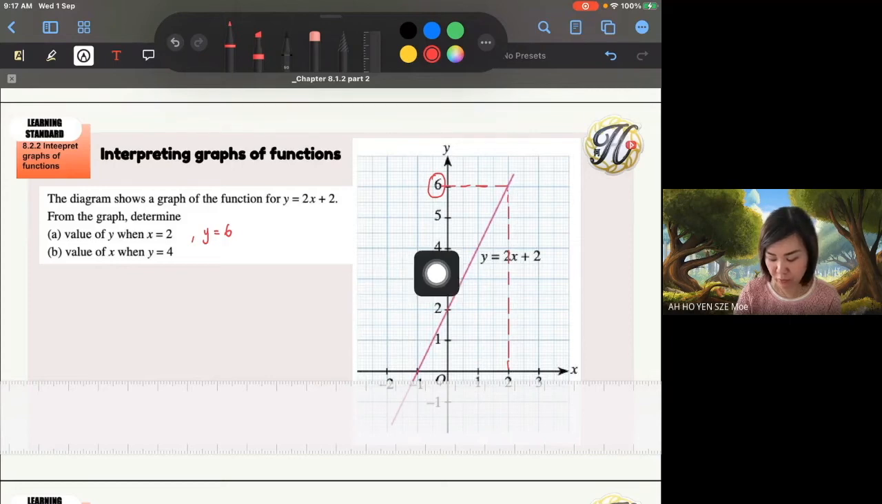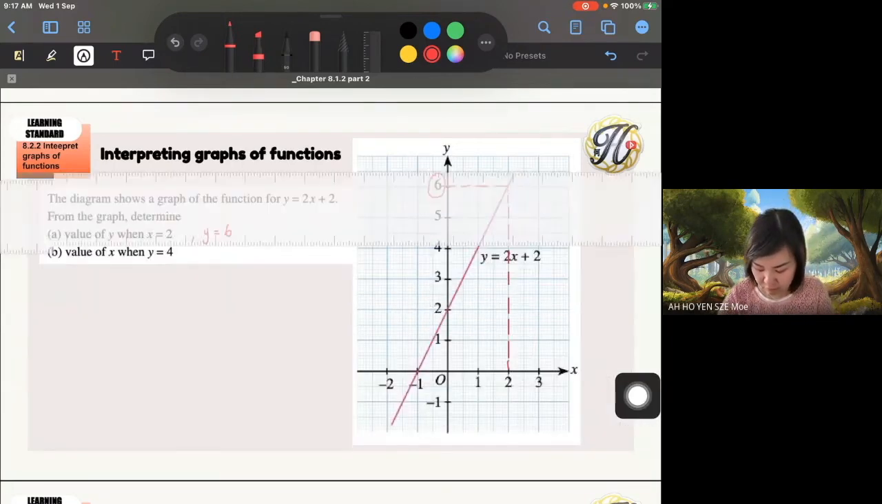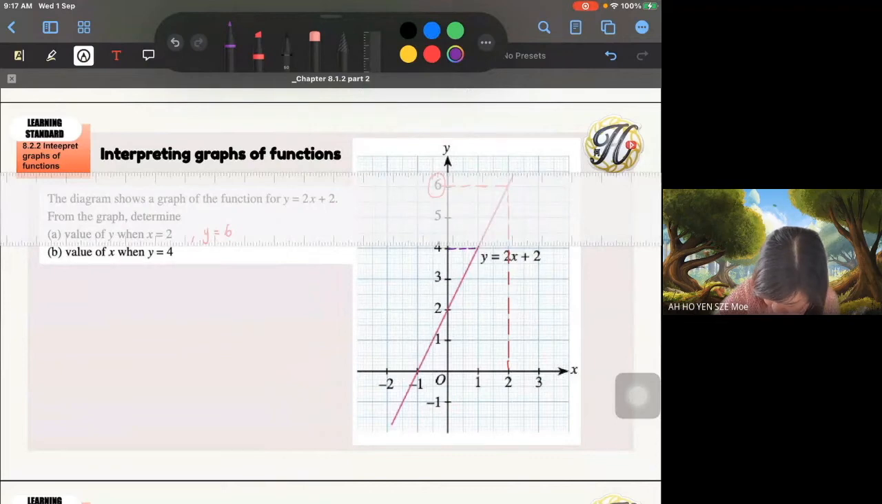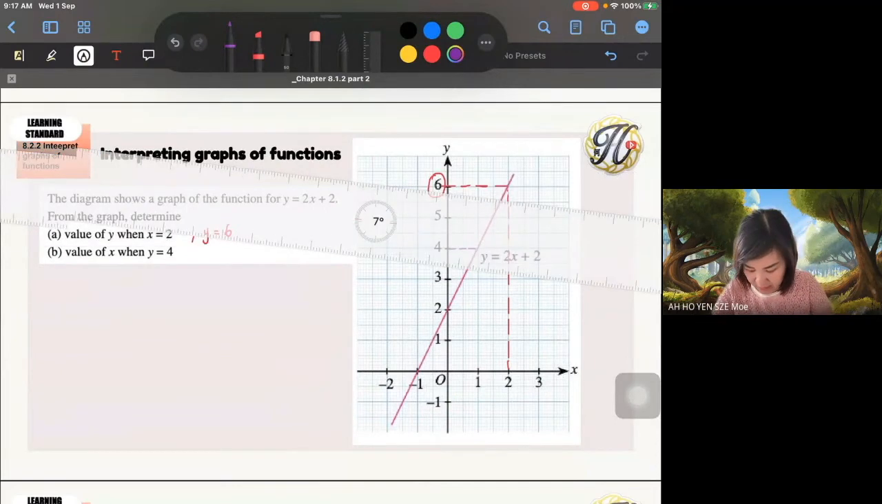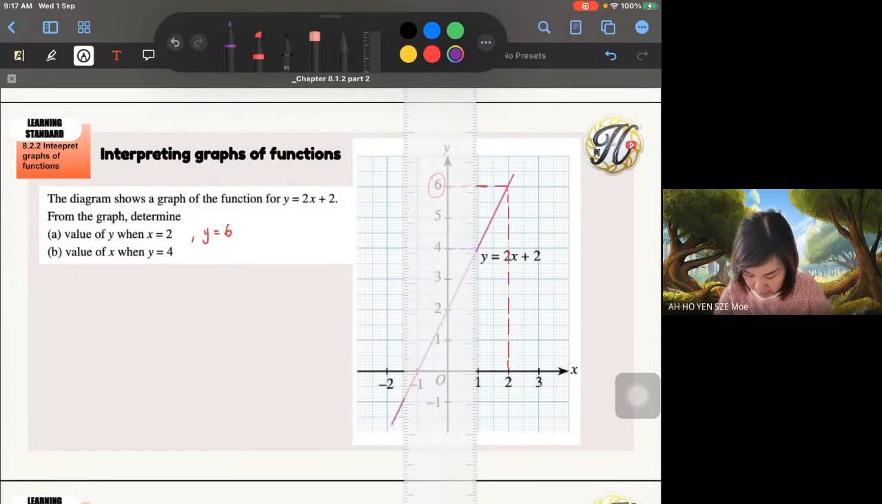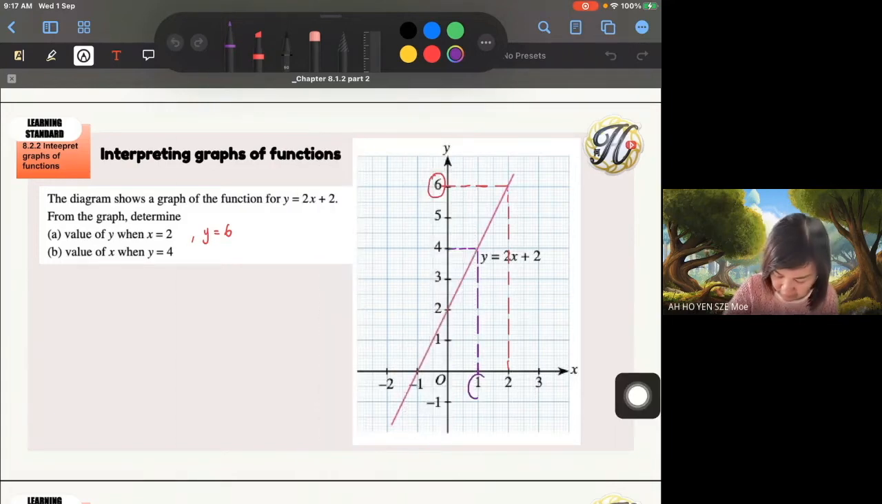So you put a dot here, then you read your x value. Bring it up. This one I use another color, you cannot use blue. Dash. Reach the line. So I turn the ruler and read. So what's the answer? The answer is 1 here.